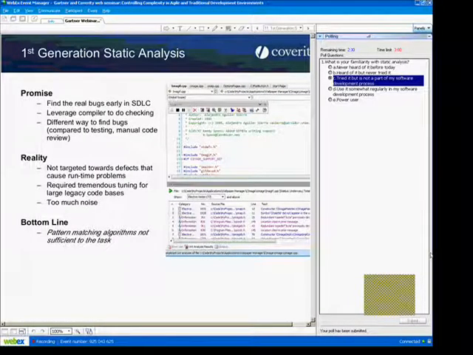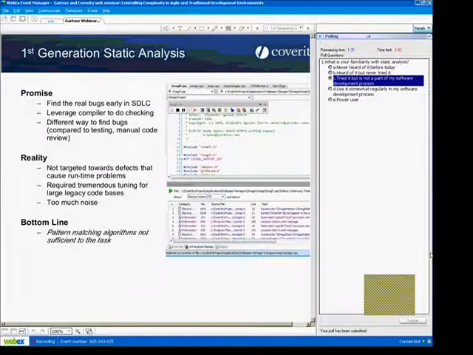But the first generation of static analysis was really about 30 years ago with the invention of Lint, and the first version of Lint was available in 1978. And there was a lot of promise with these first generation tools. The notion of being able to find defects as soon as you start writing the code is attractive because of the cost of finding the defects later and later. Now, the downside, of course, is the reality didn't quite meet the promise.